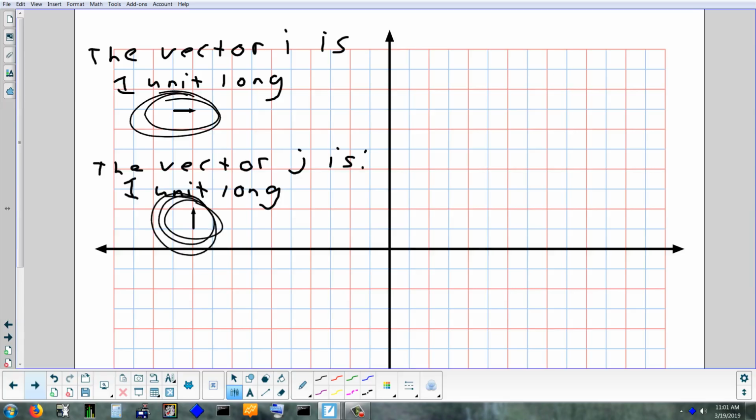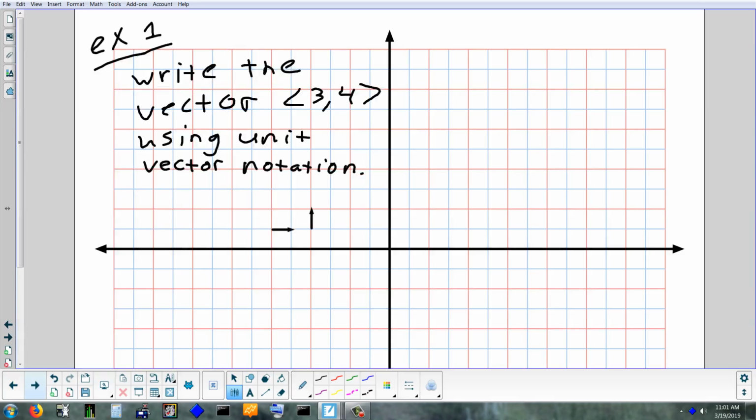Now, I said left and right, or up and down. But this one only points right, and this one only points up. How do you think you would move left or down? What would you have to do to the I or j? Yeah, put a negative. If you have negative I, that would flip it around and it would go left. Negative j would go down.